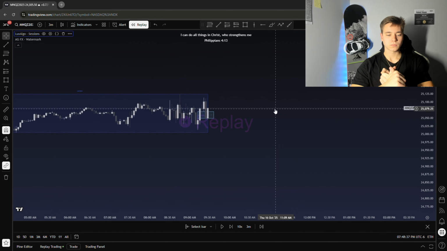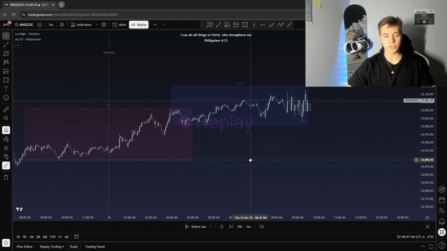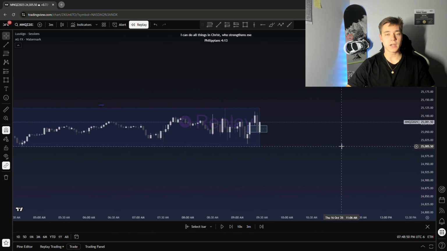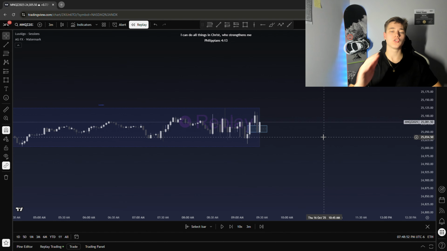Daily bias, draws on liquidity, and then finding the entry point. Okay, so the first step was finding that daily bias. So we're most likely wanting to see bearish. Now, the second thing is finding our first draw on liquidity. What is our first draw on liquidity?